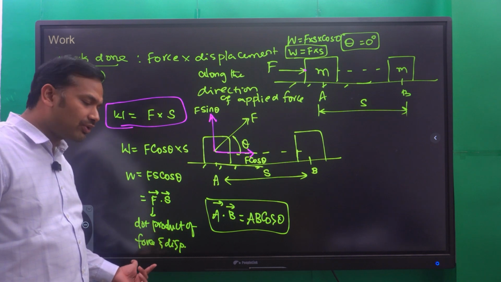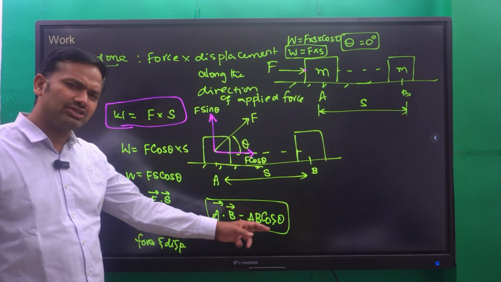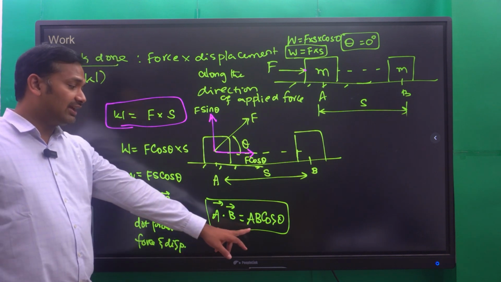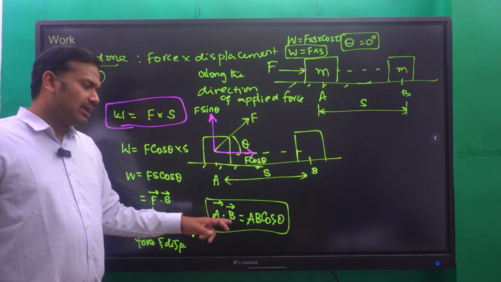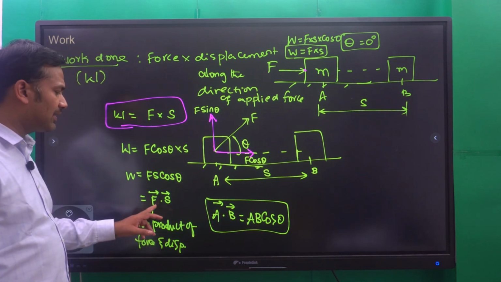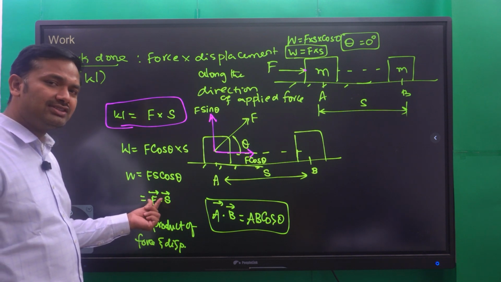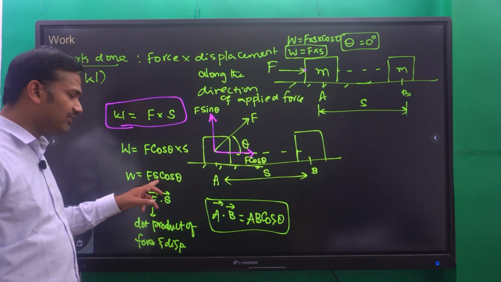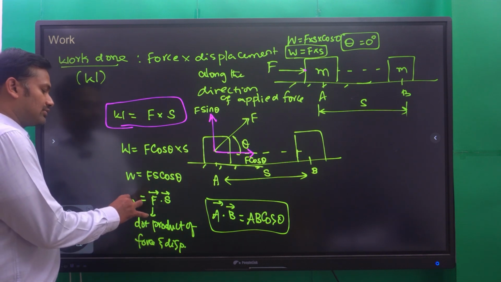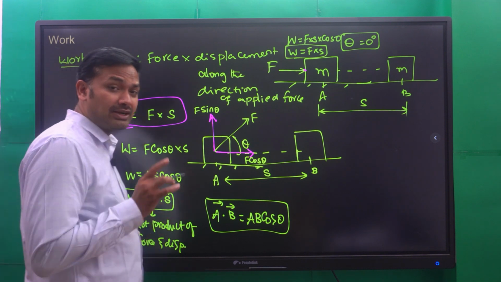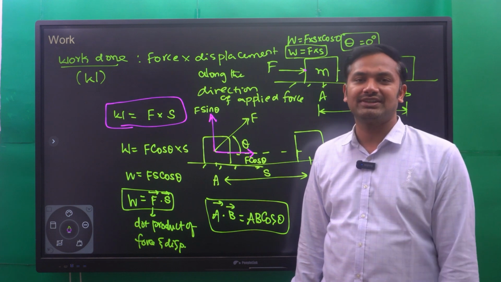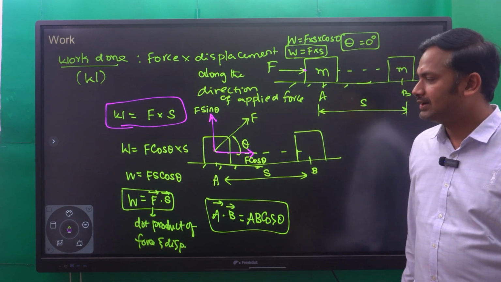So whenever you do the dot product of something, A bar dot B bar, you will get AB cos theta, where A and B are the magnitudes. A bar and B bar are the vectors, A is the magnitude of vector A bar, and B is the magnitude of the vector B bar. Similarly here also, F bar, S bar are the vectors, and F, S are the magnitudes of the vectors. Clear? So we can write the work done is nothing but the dot product of the force and displacement. Clear?